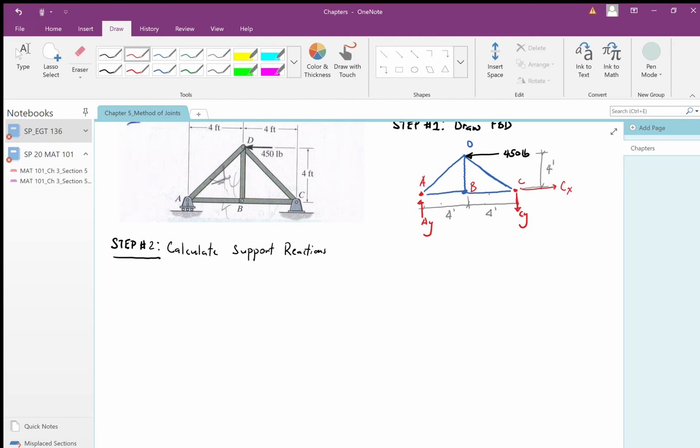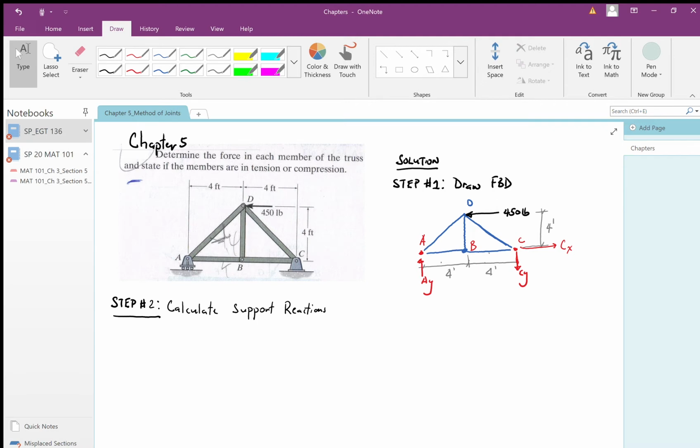Okay, hello class. So let's work a problem. This is one of our homework problems. Just kind of want to work the solution out so one can see it, kind of get comfortable with calculating support reactions and drawing free body diagrams. So as far as our solution is concerned, we're asked to determine the force in each member of this particular truss. And we have to state if the member is in tension or compression.